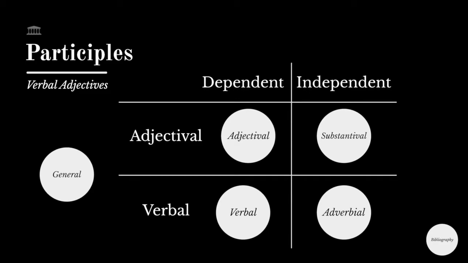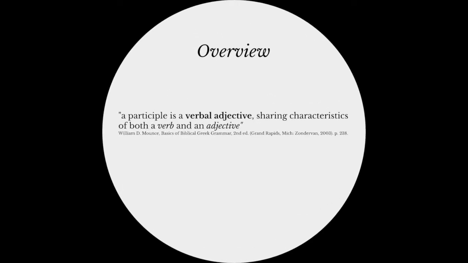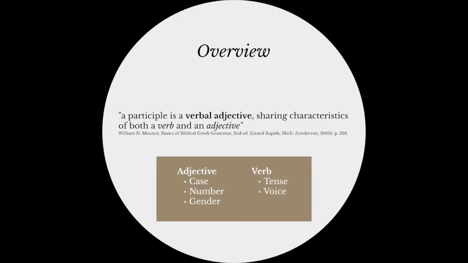In this video we'll be looking at the different uses of participles. Most scholars define participles as verbal adjectives that share characteristics of both verbs and adjectives. As an adjective, the participle has case, number, and gender, frequently agreeing with the noun it modifies, and as a verb it has tense and voice.